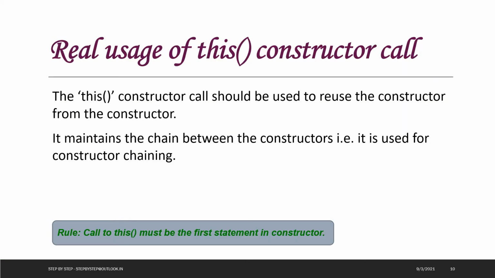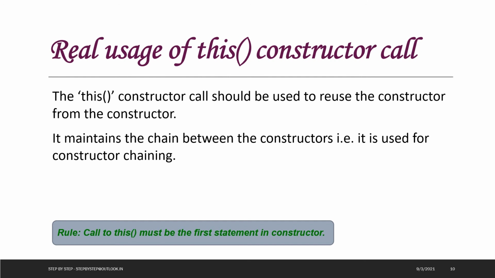So as we saw in our earlier program, the real use of this constructor call is to reuse a constructor from within a constructor. Okay, so as we saw, we can call a parameterized constructor from the default constructor, or you can even call the default constructor from the parameterized constructor, or vice versa. So that's the use of this keyword. Again, it maintains the chain between the constructors, so it is used for constructor chaining as we already discussed.